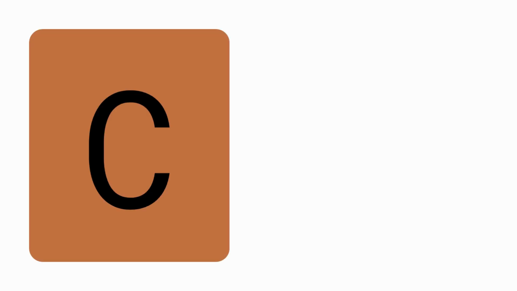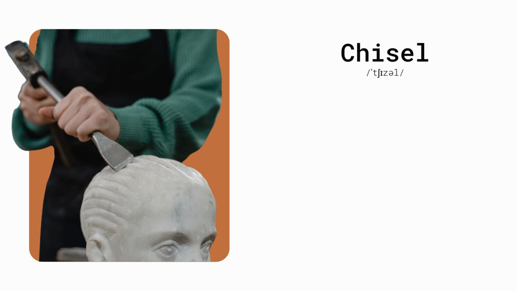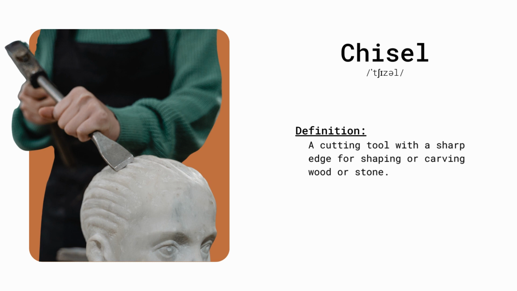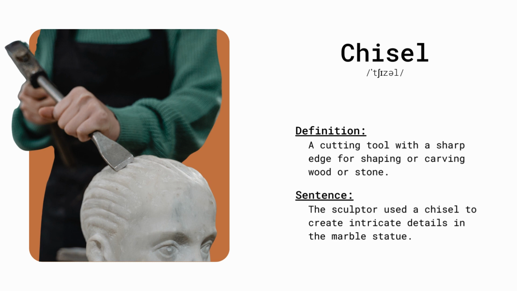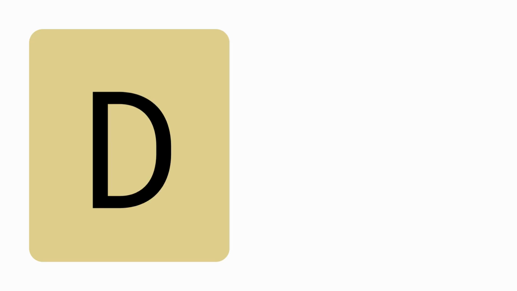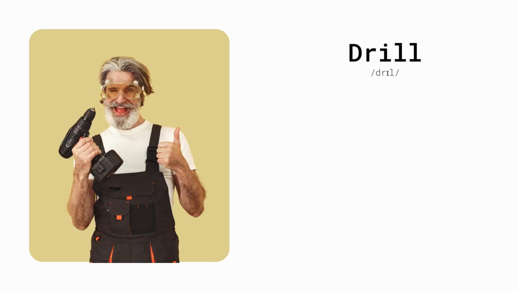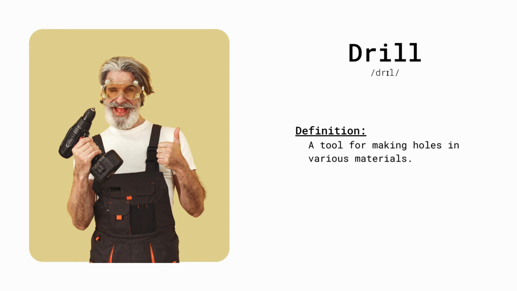C is for chisel. A cutting tool with a sharp edge for shaping or carving wood or stone. The sculptor used a chisel to create intricate details in the marble statue. D is for drill. A tool for making holes in various materials. I used a drill to install the new bookshelf.